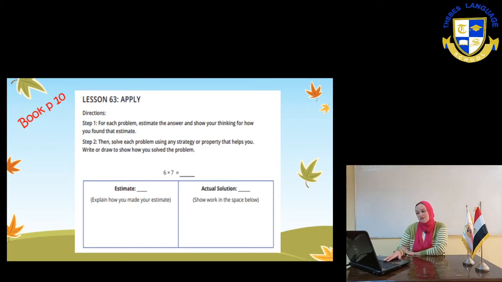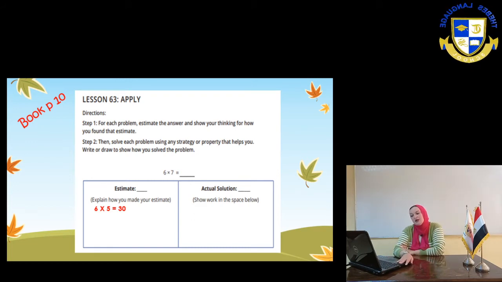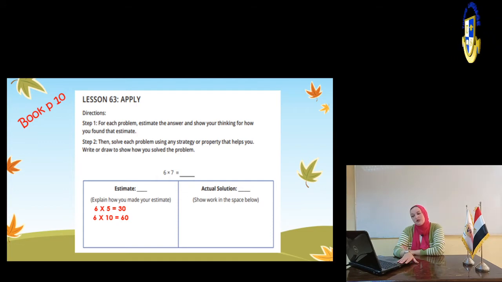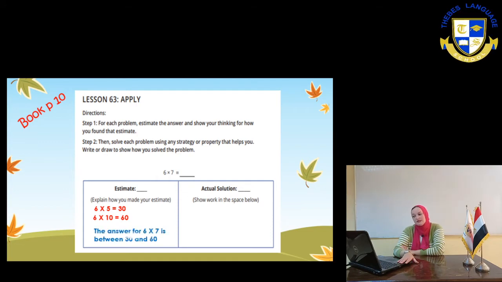First, estimation means we are going to make the 7 into 5. So we can make 6 times 5 equals 30. It's smaller than 7. And we are going to pick another number bigger than 7. It will be 6 times 10. It will be 60. Now we can say that the answer of 6 times 7 is between 30 and 60.